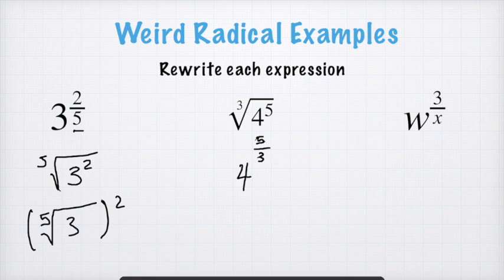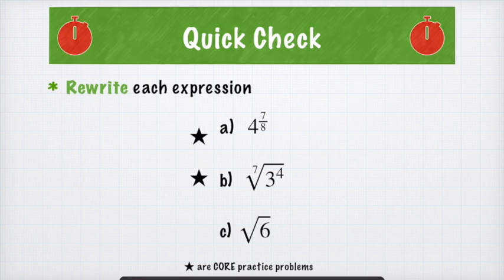Here we have a w being raised to the 3 over x. So w, which is our base, becomes our radicand. It goes underneath our radical. Our index is x, which is okay. It's just a number. And this is being raised to the 3rd power. So we're cubing that, and that's how we would write that one out.